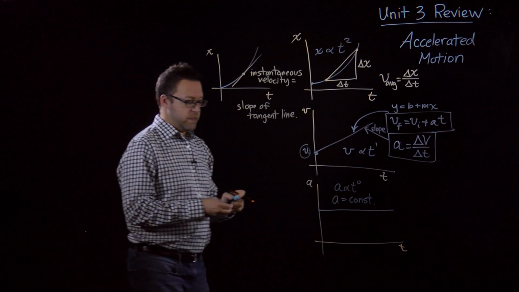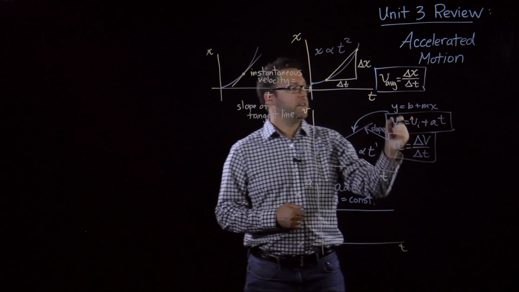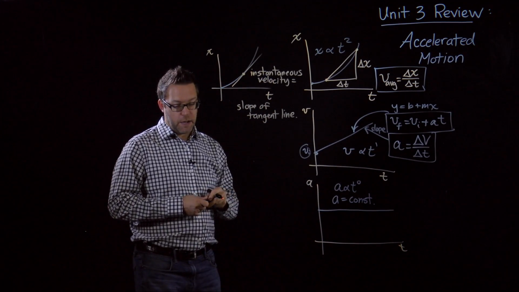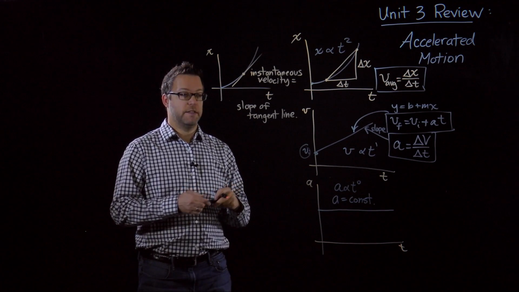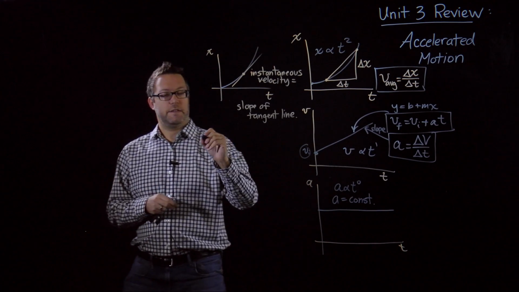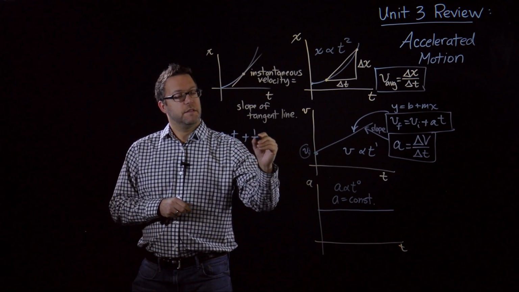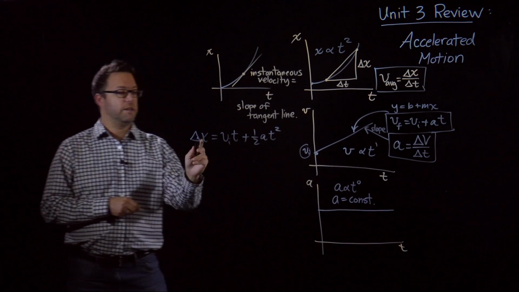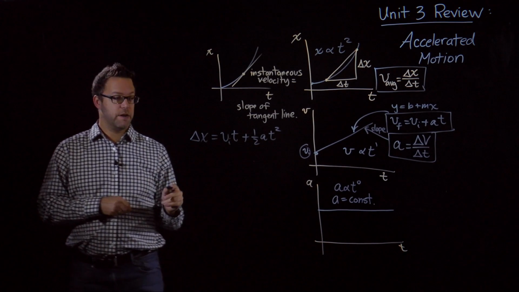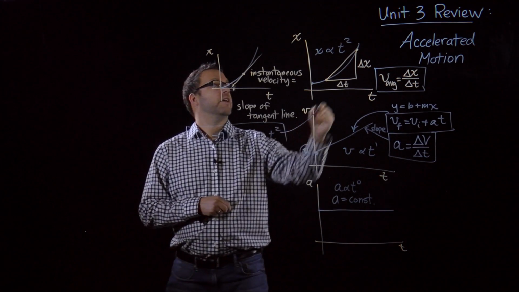And aside from these basic equations here, the definition of average velocity, the velocity equation, and the definition of acceleration, we had a couple of other important equations in this unit. We had two equations that helped us find the displacement. We had the displacement equation, delta x equals v initial times t plus 1/2 times acceleration times time squared. And remember that this equation is essentially the equation of this parabola.